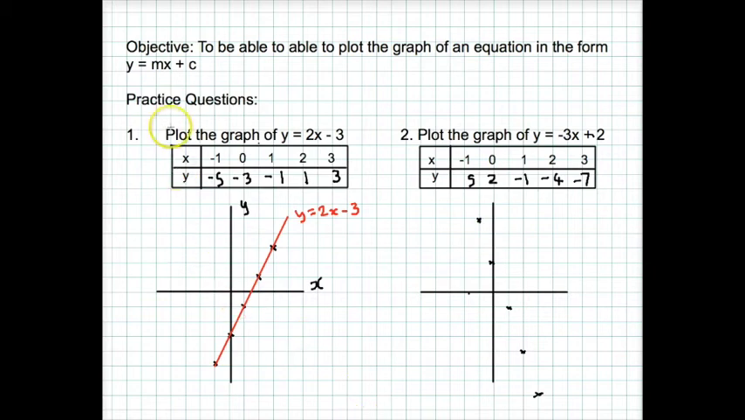Again, I've got my points now, I can join those up. Like that, and now I can label this as my graph of y equals -3x plus 2.